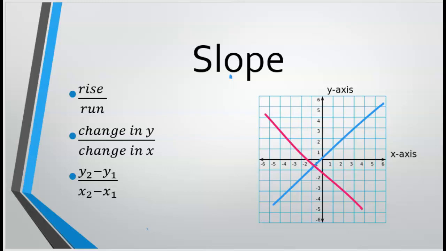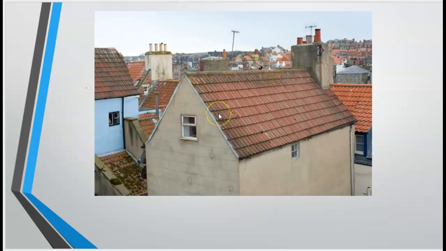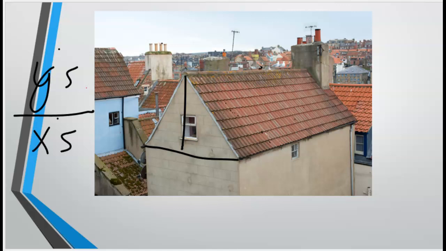Now, if we think about where this is in the real world? So on this slide, we have the roof of a house. So if you think about the roof of a house and what that looks like, from the top of the roof and the bottom of the roof, we're talking about the vertical, because we're talking about the change in the y's over the change in the x's.